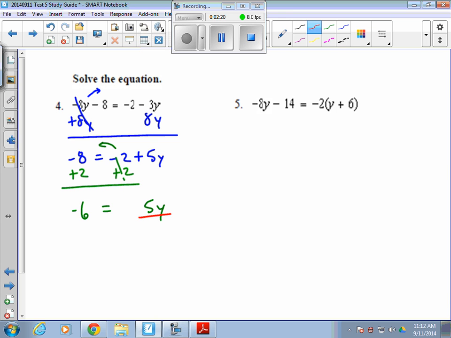Undo 5 times it by dividing by 5. Negative 6 divided by 5, there is no number that goes into both. Therefore, y is equal to negative 6 over 5.